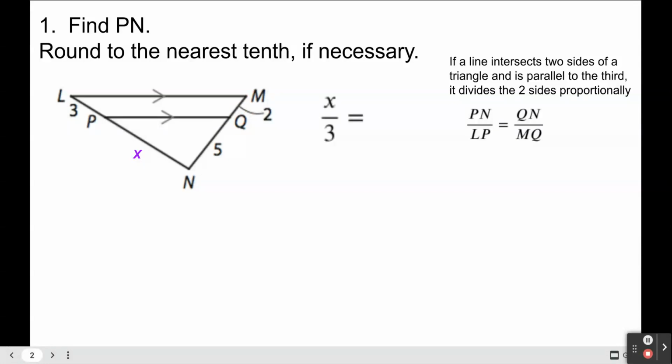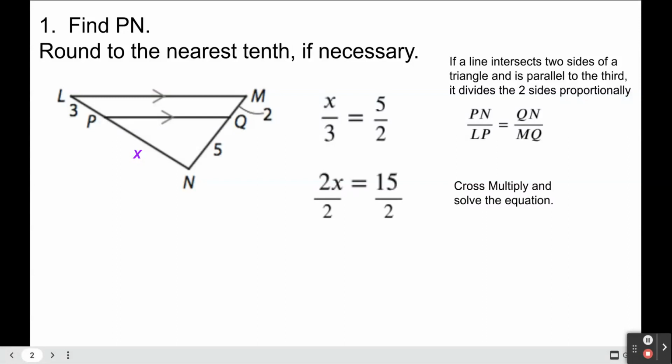Being careful that corresponding parts stay lined up in your ratio. So X goes with 3 and 5 goes with 2. It does matter how you set up these ratios to make your proportion. Always line up those corresponding pieces of the triangle. Now we'll cross multiply to solve. So we get 2x equals 15. 2 times x is 2x. 3 times 5 is 15. And then we solve by dividing by 2. So x equals 7.5.